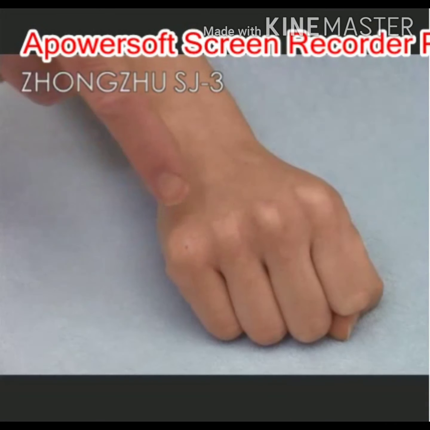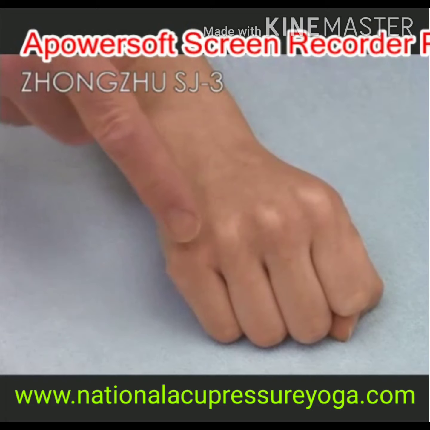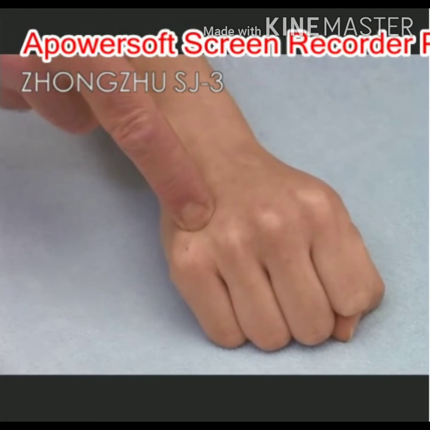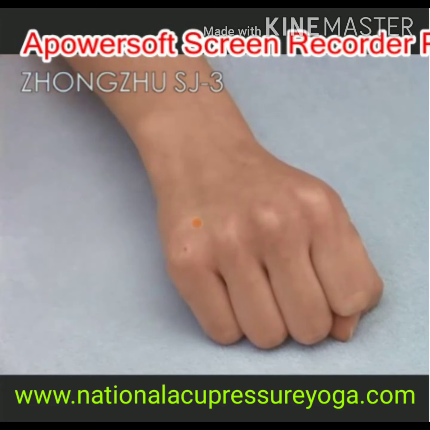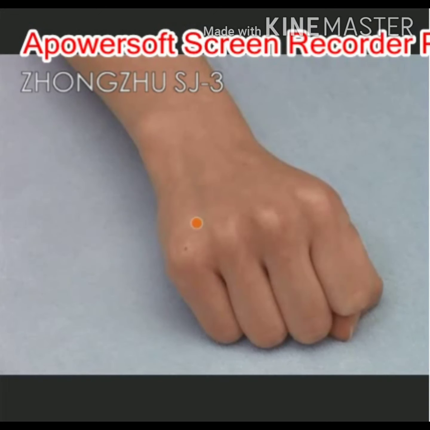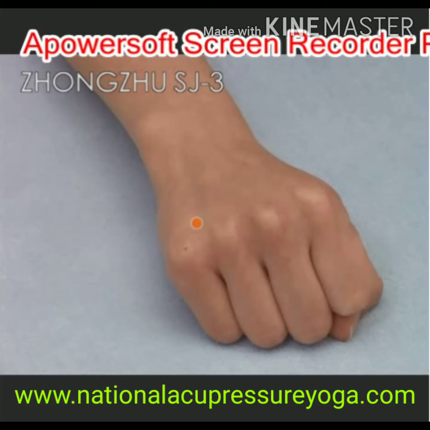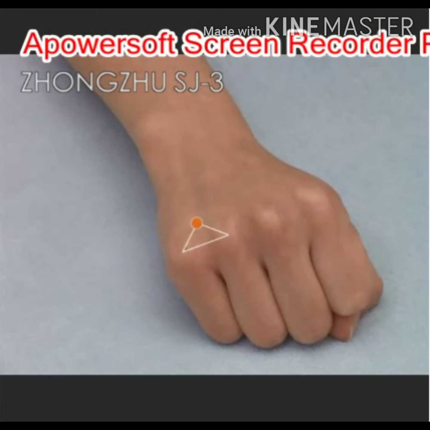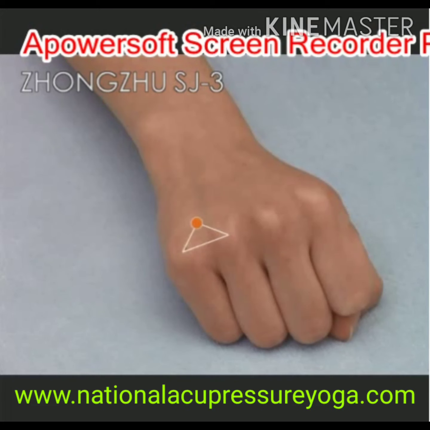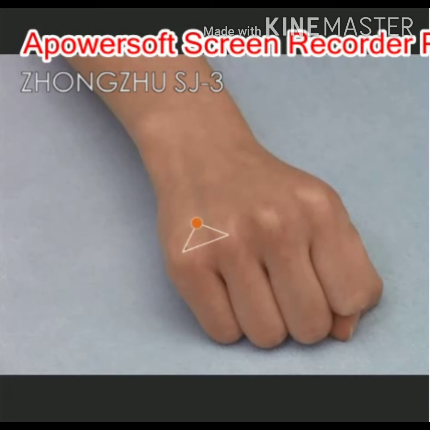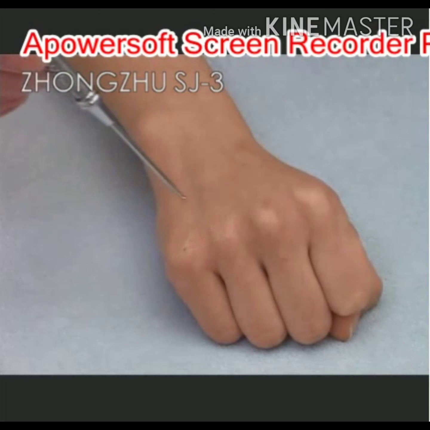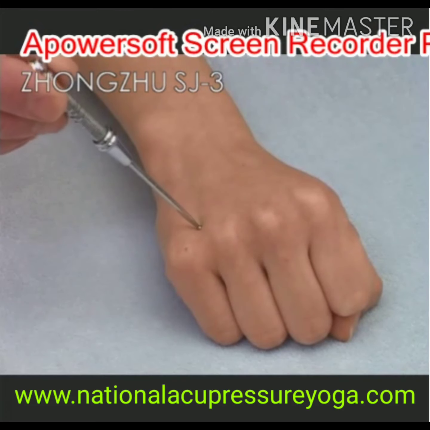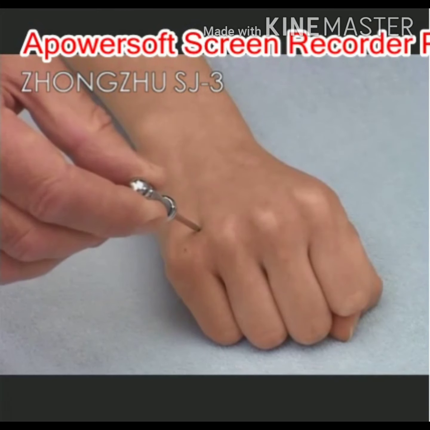Zhongzhu, Sanjiao 3, is located on the dorsum of the hand in the depression just proximal to the 4th and 5th metacarpophalangeal joints. 1. Locate and needle with the hand resting in a loose fist. 2. This point may be located at the apex of an equilateral triangle formed by this point and the prominences of the metacarpophalangeal joints of the ring and little fingers. Perpendicular or oblique insertion directed proximally 0.5 to 1 cun.